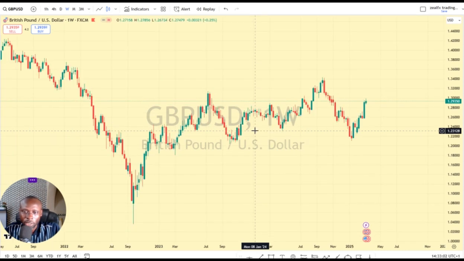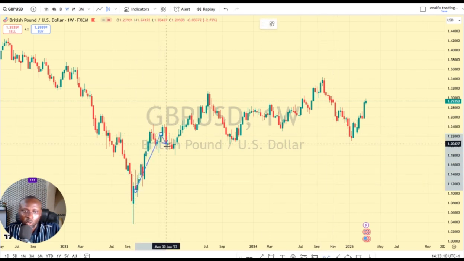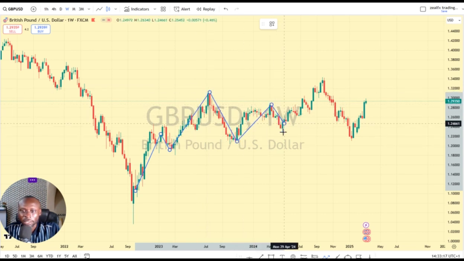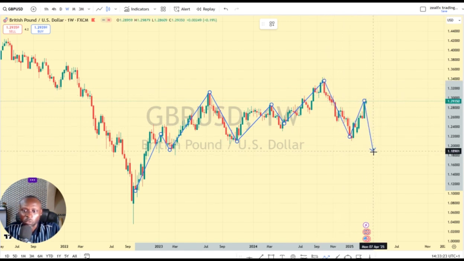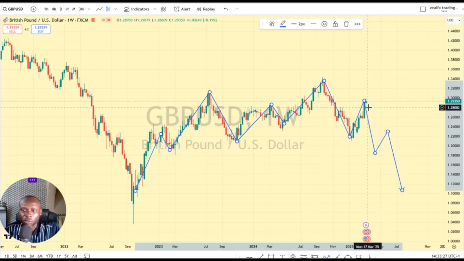On my weekly chart, the British pounds USD still has an uptrend structure. So long as we have this uptrend structure, we expect more buying opportunities for the British pounds USD, except we see price break below this level before we look out for selling opportunities. So for now, British pounds USD still has an uptrend structure on the weekly chart.